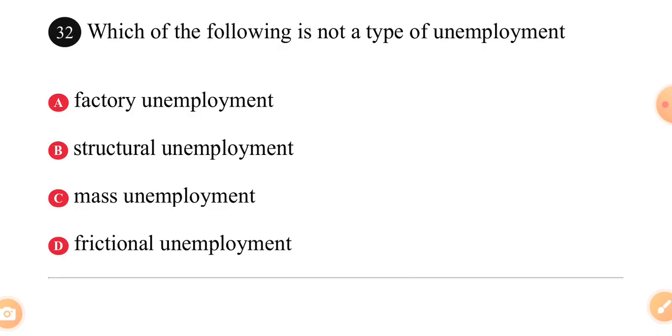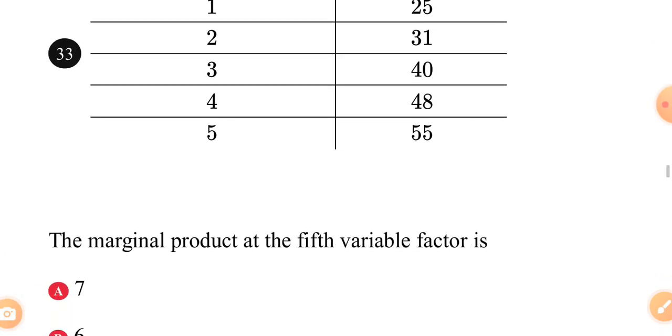Which of the following is not a type of unemployment? The answer is A. Factory unemployment. We have structural unemployment, we have mass unemployment, we have frictional unemployment. But the one that is not a type of unemployment at all is A. Factory unemployment.